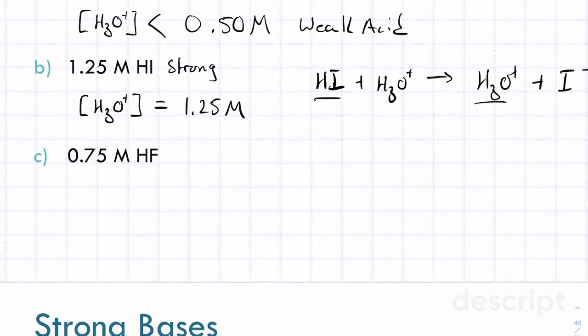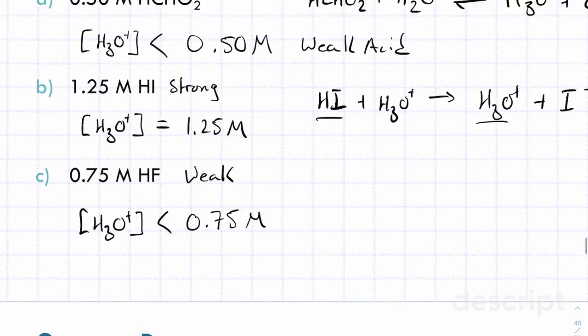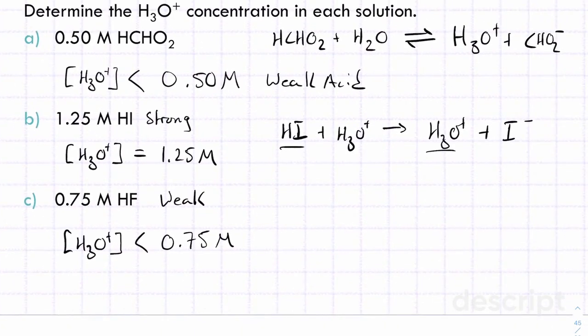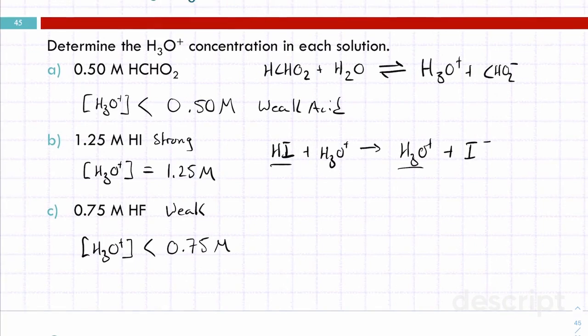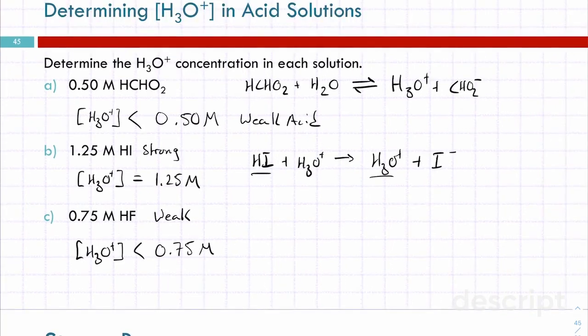So for C, 0.75 molar hydrofluoric acid, is it a strong acid or a weak acid? It's a weak acid. And if it's a weak acid, that means the H3O+ concentration is less than 0.75 molar. For any weak acid, the concentration is going to be less than the concentration of the initial acid. So we just remember, like you said, fluoride is weak, so hydrofluoric acid will always be a weak acid.